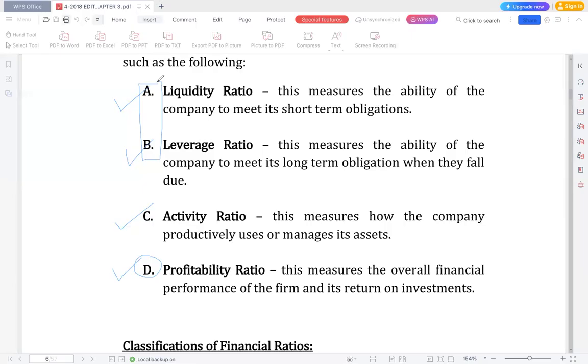Moreover, if the said firm has a high level of debt, they might have a problem with regard to liquidity, as well as leverage or solvency. So these are the ratios that you have to consider, not only as a creditor, but also as an investor.